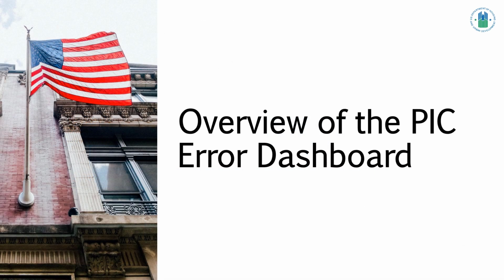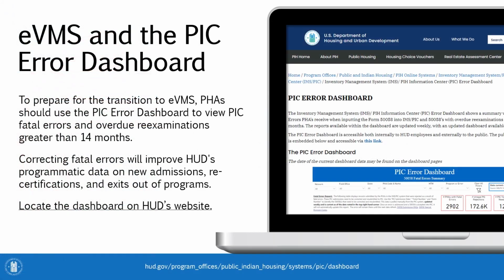Next, let's talk about the PIC Error Dashboard, how it will be useful in preparing for EVMS, and best practices when using the dashboard. To prepare for the transition to EVMS, PHAs should use the PIC Error Dashboard to view PIC fatal errors and overdue reexaminations greater than 14 months. Correcting fatal errors will improve HUD's programmatic data on new admissions, recertifications, and exits out of programs.